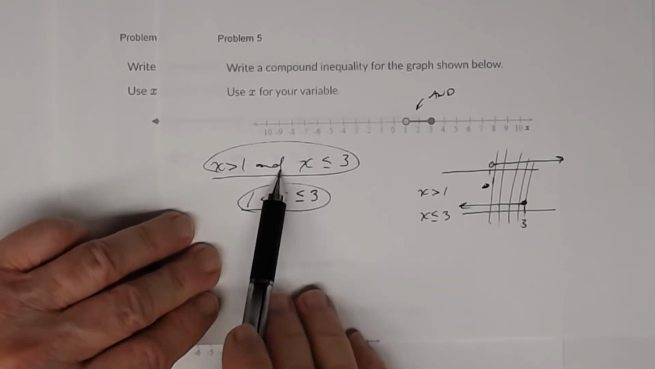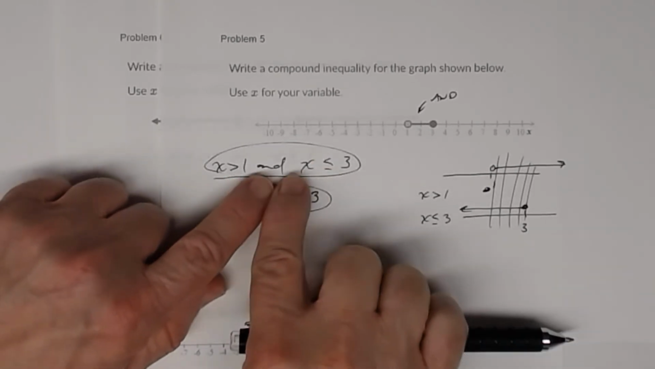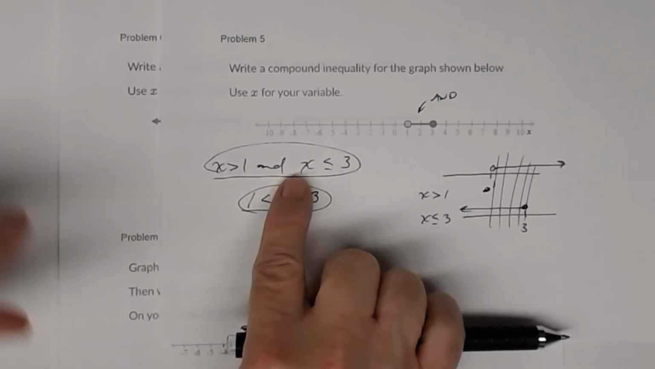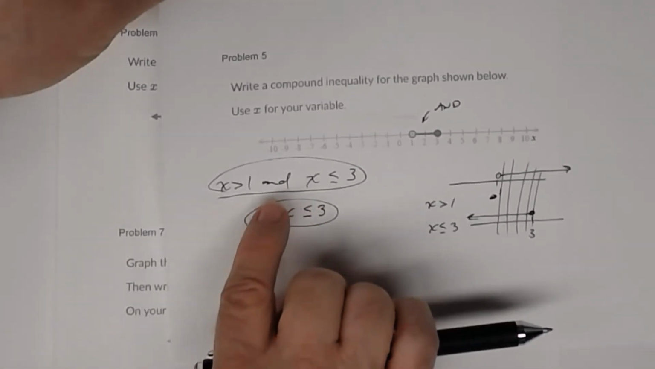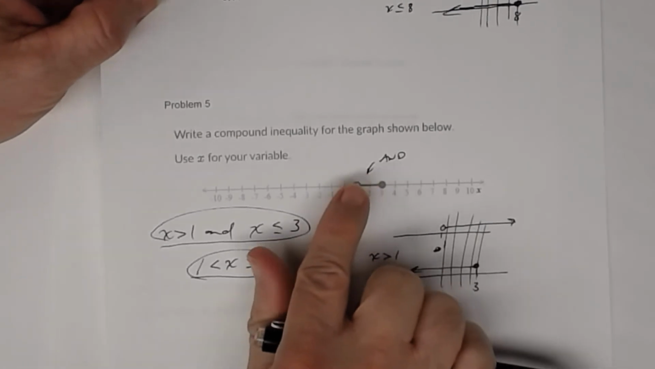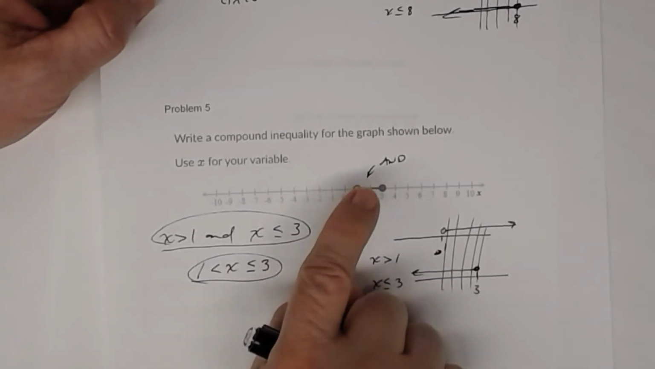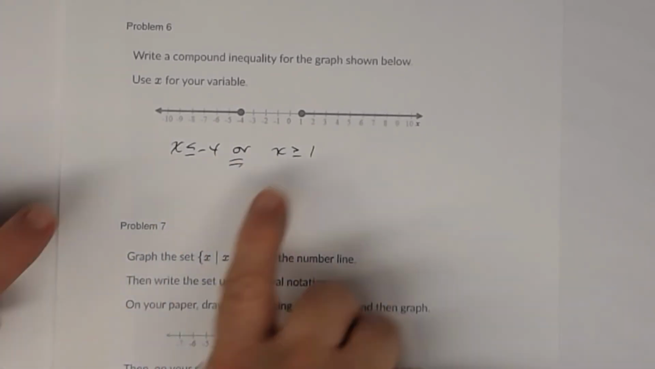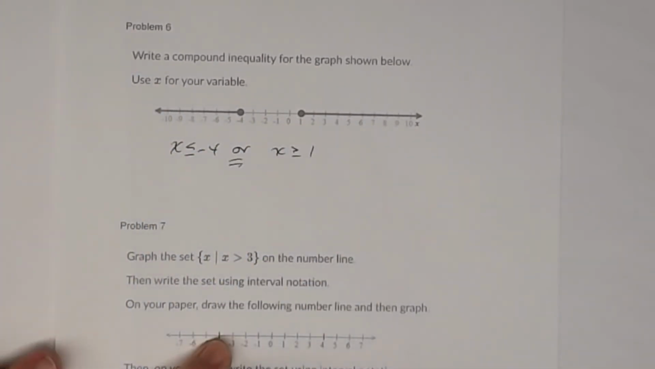If you did not put the word and, if you just had these two inequalities without the word and, you could not get all your points. So that word or and is important. When you're dealing with a compound statement, you have to use the word or the word and. In this case, it's an or statement, two separate inequalities.